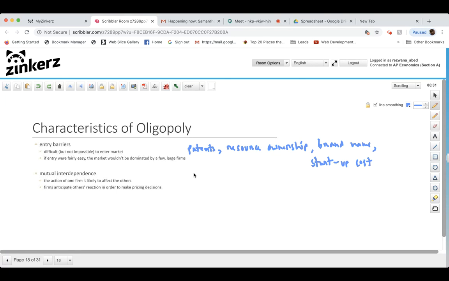If it was really easy, right, it wouldn't be dominated by a few large farms. So these large farms probably have all of these things working for them. They have patents for their products. They have resource ownership. They have brand names, loyalty from customers that they have created over the years. They probably paid a high startup cost to get started. So to overcome all these barriers for a new farm is rather difficult, although it's not impossible.